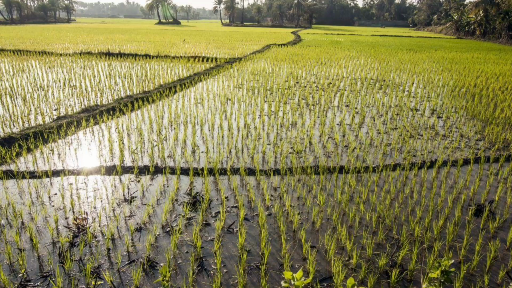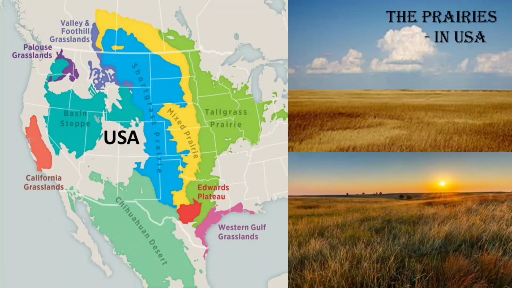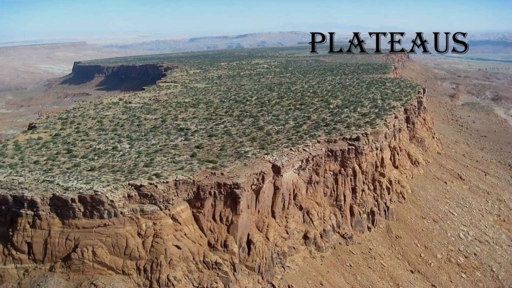The Northern Plains of India. The Northern Plains of India, also known as the Indo-Gangetic Plain, is a vast, fertile area formed by the deposition of sediments from the Himalayan rivers. This region is characterized by its alluvial soil and is one of the most agriculturally productive areas in the world, and the prairies in the USA are some examples.